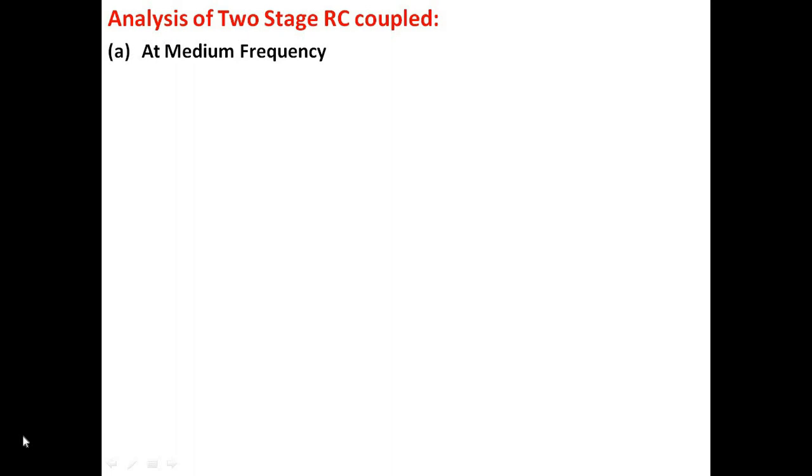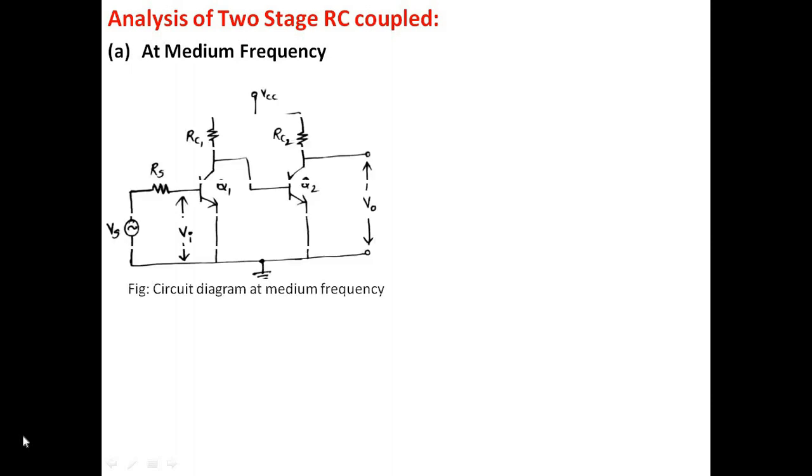Let us start with the medium frequency. Now this is the circuit at a medium frequency. All the coupling capacitances are short circuited and shunt or stray capacitances are open circuited. This is the simple principle we need to follow, and the same conditions we have already discussed in the multi-stage amplifier analysis with FET. Now this is the circuit diagram at medium frequency, and let us see the equivalent circuit.